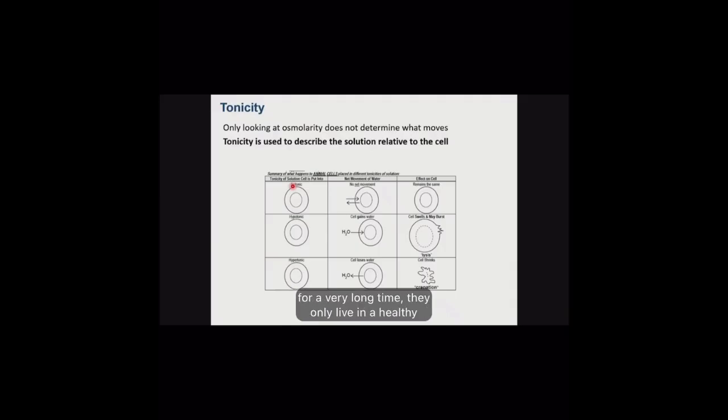That's why they don't live for a very long time. They only live in a healthy human for 120 days, and then they get constantly replaced. But you can put any cell, basically, in a solution, and depending on the osmolarity of that solution and what the cell is permeable to, what solutes can cross that cell membrane, you're going to have water moving into the cell, out of the cell, or no net movement of water. Water is always going to be crossing, but not directional movement.